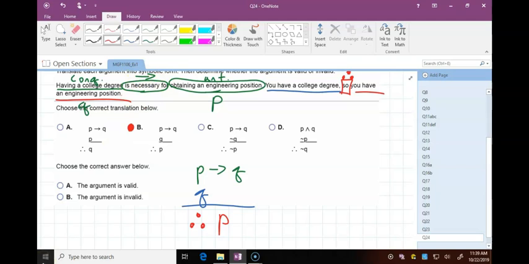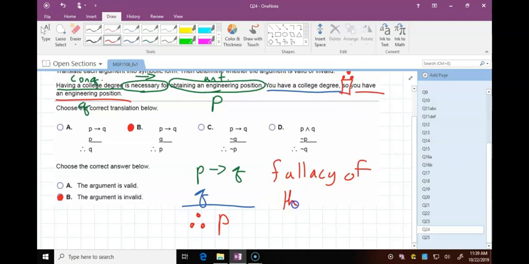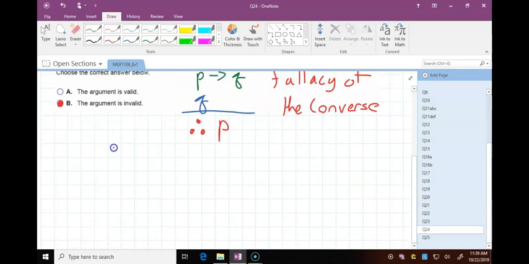So now all you have to do is determine if this is valid. If you have access to the chart for the exam, if you look at the chart, you will find out this is actually invalid. This guy is actually invalid because it is a fallacy of the converse. If you do not have access to the chart, then you will be doing a truth table.